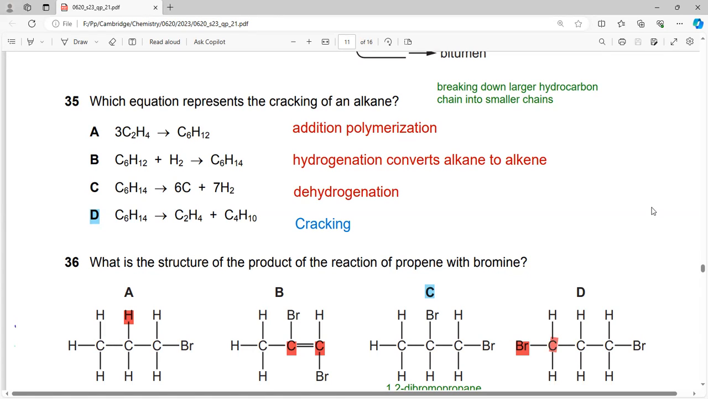In the same way, in C, we have a hexane. This hexane is converting into carbon and producing hydrogen. That is a dehydrogenation process. What about here in D? This hexane, a 6-carbon hydrocarbon chain, is converting into ethene plus butane. So the long hydrocarbon chain is converting into 2 short hydrocarbon chains. That's why this process is called cracking. So D is our correct option here.